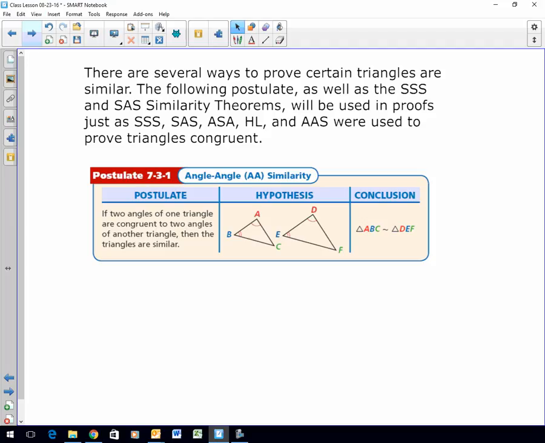So this is a very general statement. We have several ways to prove that certain triangles are similar. We're going to use postulates in this class. And what we're setting up is what's called similarity proofs.